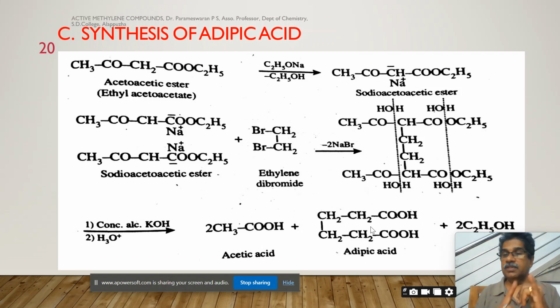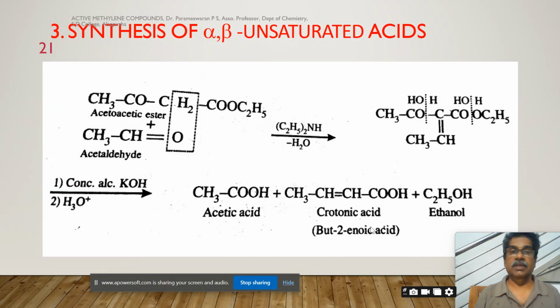See, first you can synthesize acetic acid. Second, you can synthesize alkyl acetic acid and dialkyl acetic acid. Then you can synthesize dicarboxylic acids, succinic acid, glutaric acid, and adipic acid using acetoacetic ester.